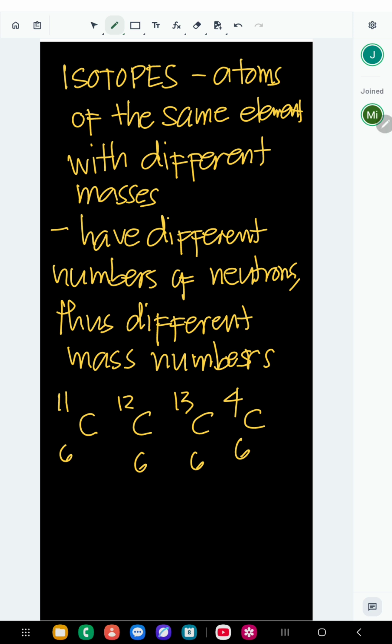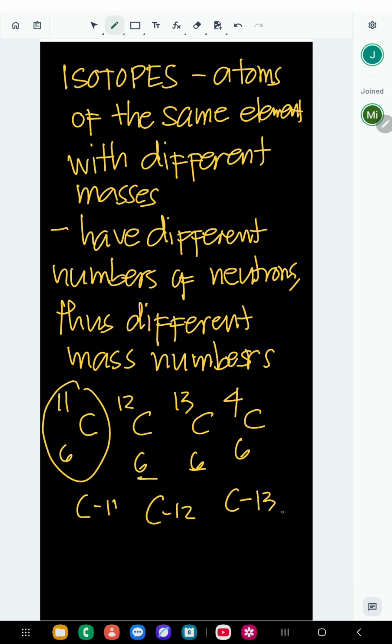These are the isotopes of carbon, so you can call the first one carbon 11. Next one is carbon 12, next one is carbon 13, next one is carbon 14. So carbon 11 has a mass number of 11, carbon 12 has 12, 13 has 13, and carbon 14 has a mass number of 14. Take note. The same element but different mass.